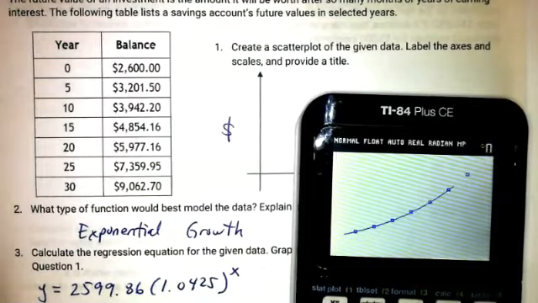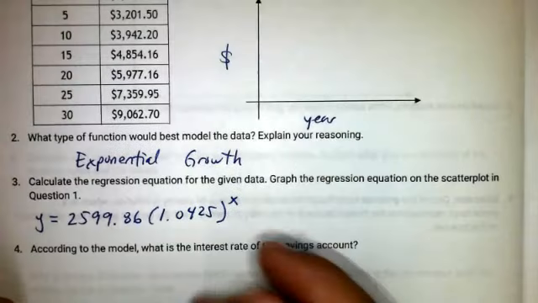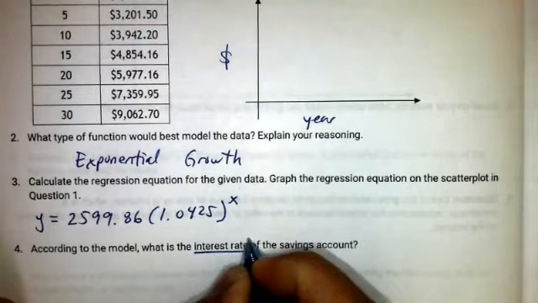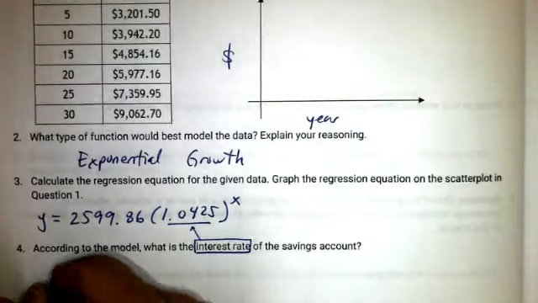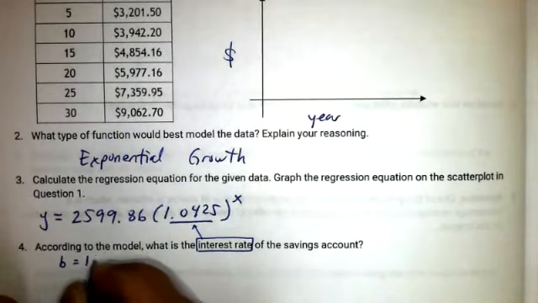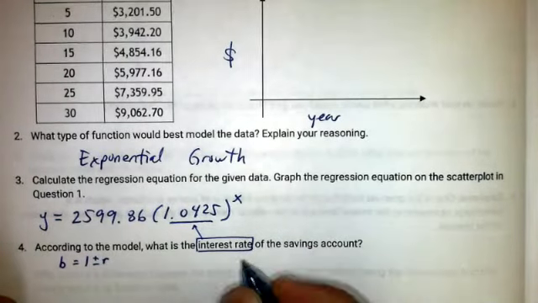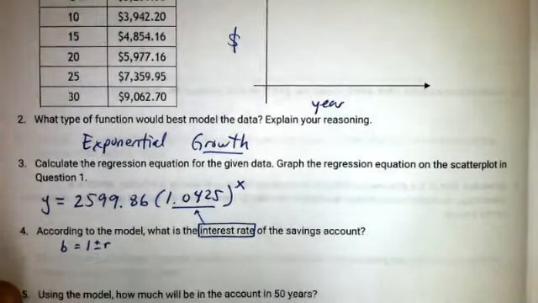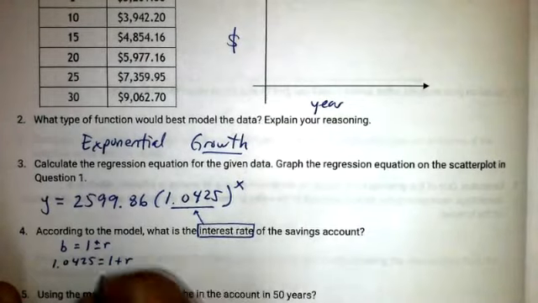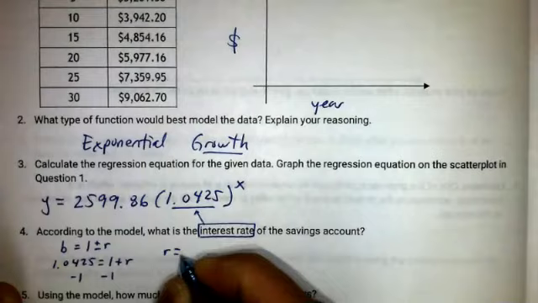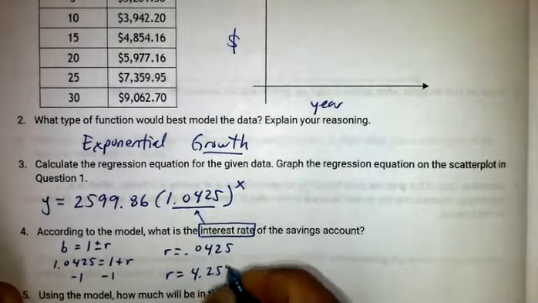So what we can learn from this, in number 4, is the interest rate. Our interest rate, the rate of increase, how much extra money we're making every year, comes from this 1.0425. If we remember, we had b equals 1 plus or minus our rate, and this is our b value here, and it was a plus because it is exponential growth. So we know that 1.0425 equals 1 plus r. When we subtract 1 from both sides, we know that our rate is 0.0425, which means our rate is 4.25%.